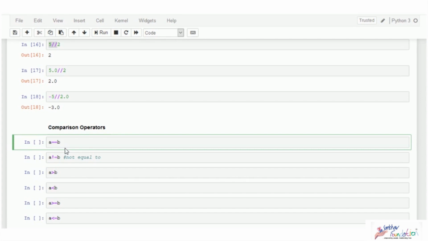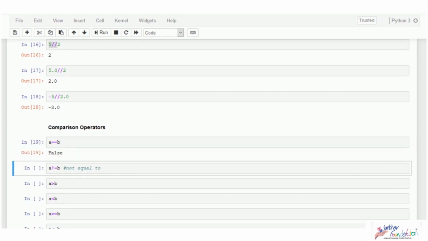So here we have A double equal to B. Since A was 10 and B was 3, 10 is not equal to 3, so the result is false. As I told you, the result of a comparison is always true or false. If they are equal, the answer is true, and if they are different, the answer is false. We can also compare variables using the greater than and lesser than operators.